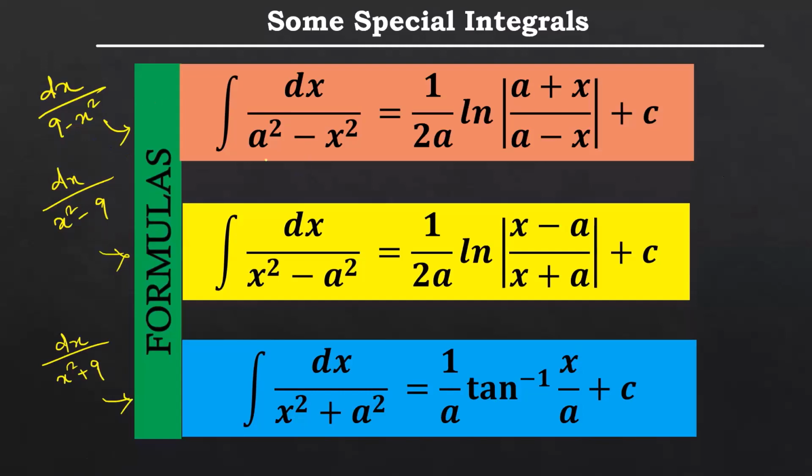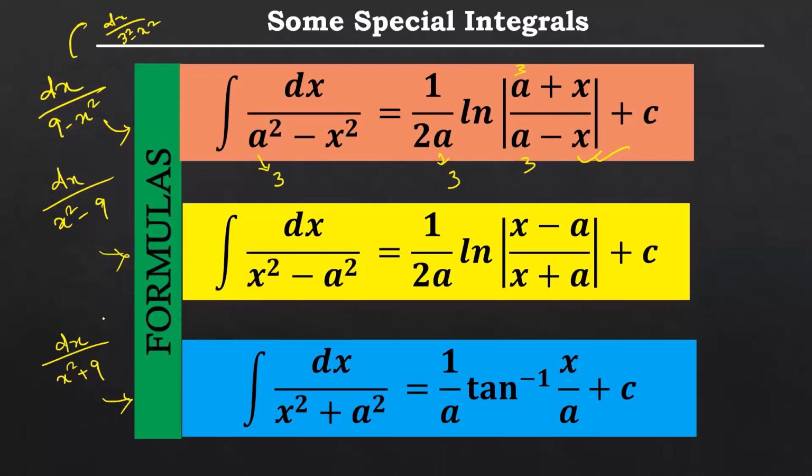So whenever you have 9 minus x square, you can express that as 3 square minus x square, where a will be 3. So you can use this formula. The integral of dx by 9 minus x square is dx by 3 square minus x square. So just put a is equal to 3 here, here, here, and here also. Just put 3 in place of a.